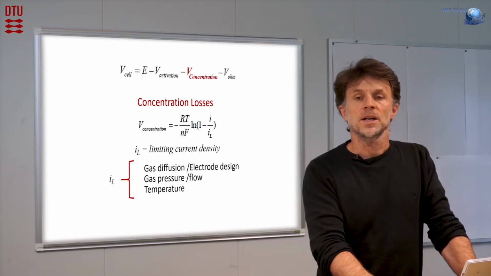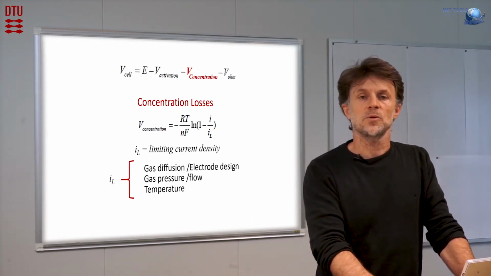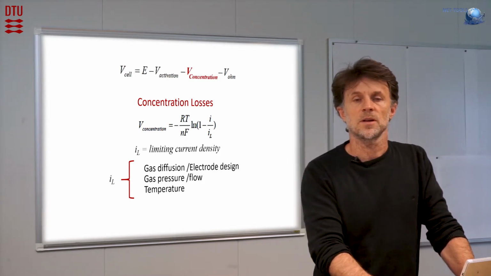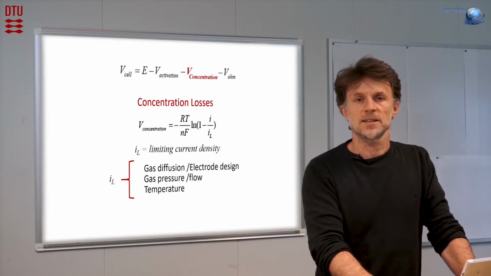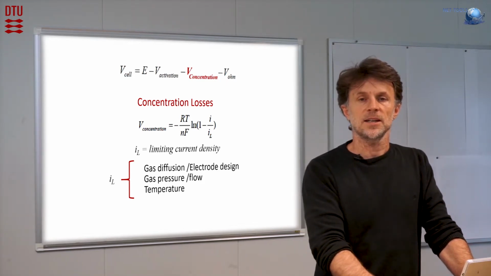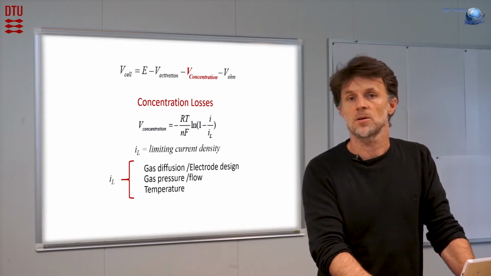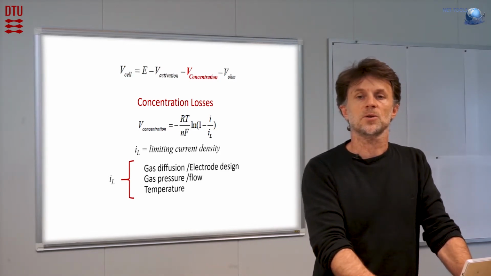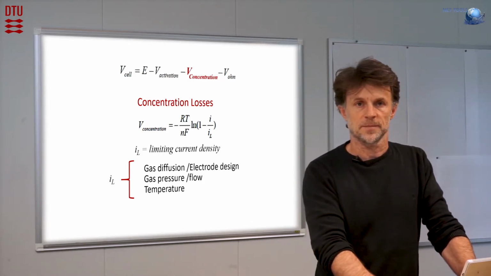If we want to decrease these concentration losses, then we have to improve the gas diffusion up to the electrode. So we have to work on the gas diffusion layer and electrode design, but we can also increase the gas pressure or gas flow, and we can also increase the temperature at which the cell is running.